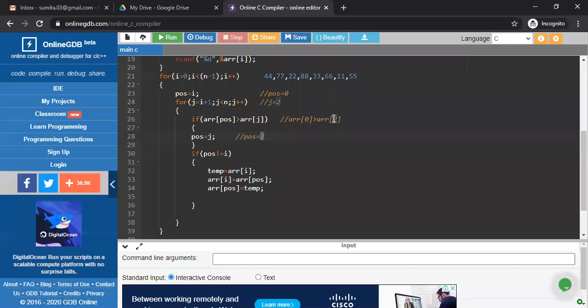Am I right? So 44 and 22 interchange their place. Now, again my J loop is executed. I am still in iteration number 1.